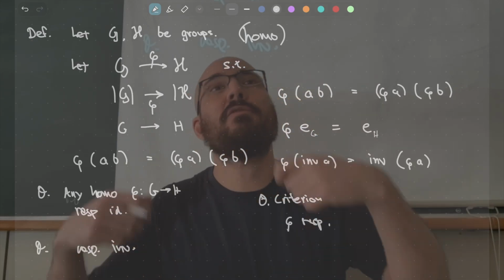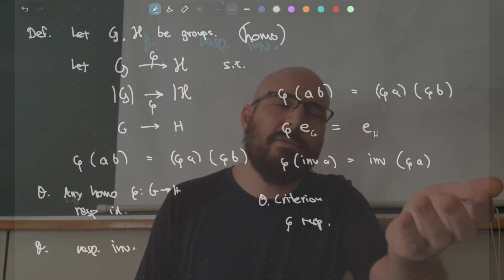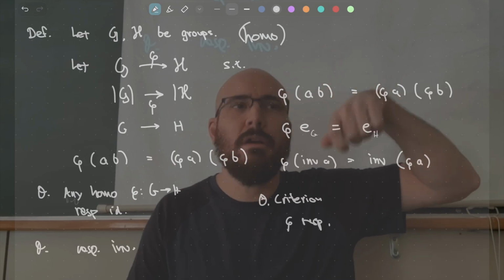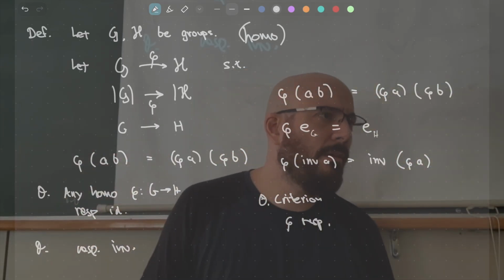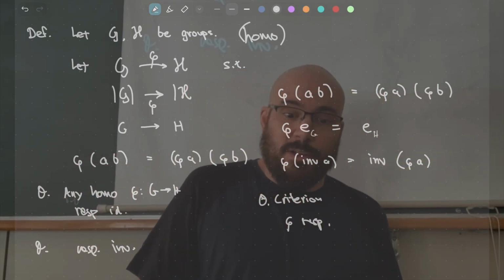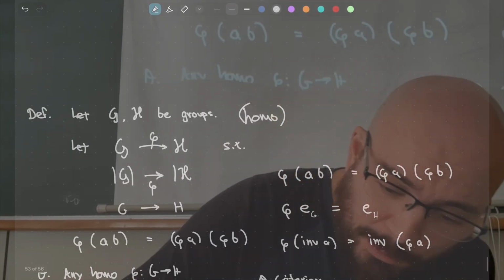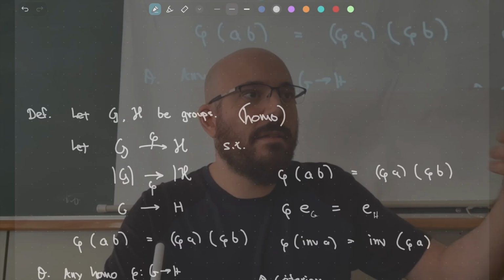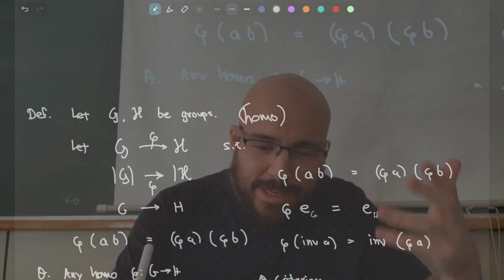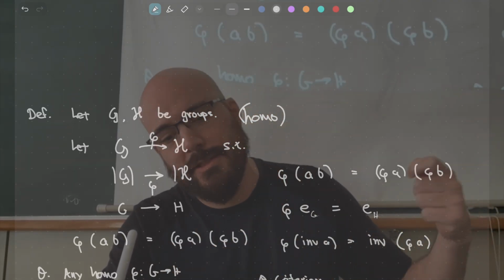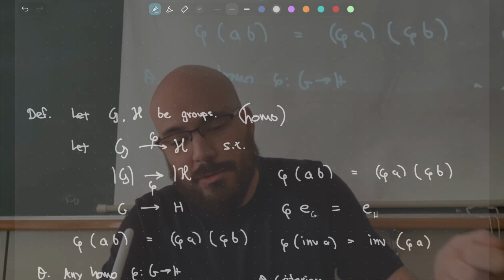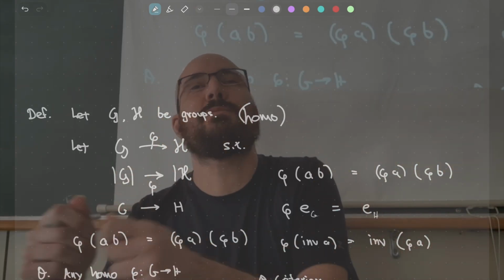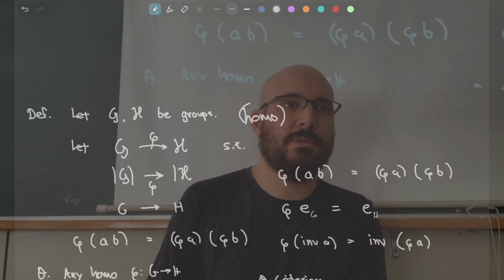I will also invoke my criterion that says if you guarantee that it respects the operation, then it has to respect the rest of the thing. But the correct definition of what a homomorphism is, is that it respects the structure. And this makes sense in any algebraic structure. It makes sense to have a notion of things that respect the structure, and they are called homomorphisms.